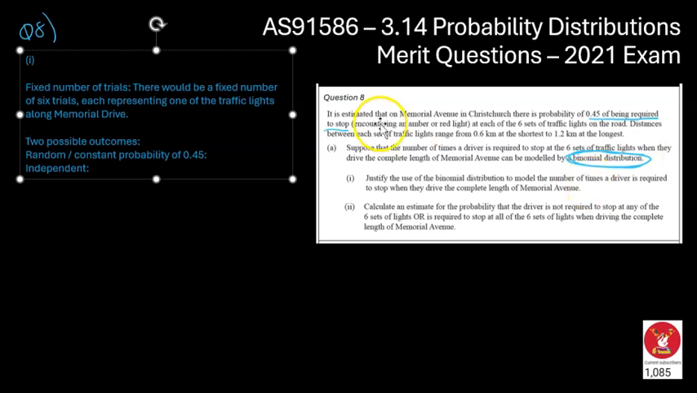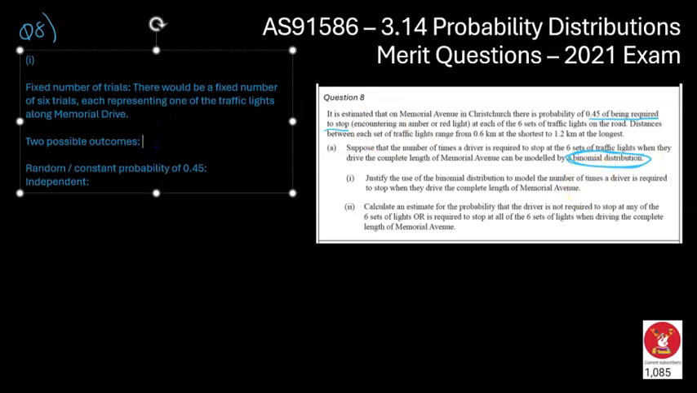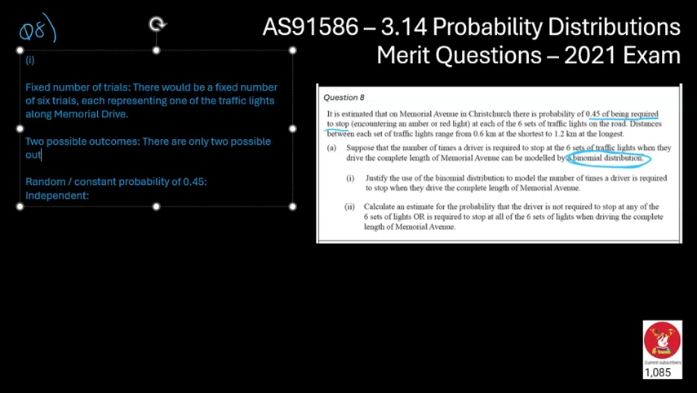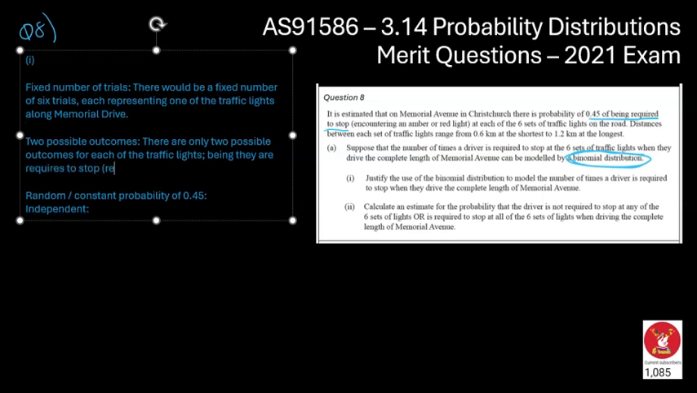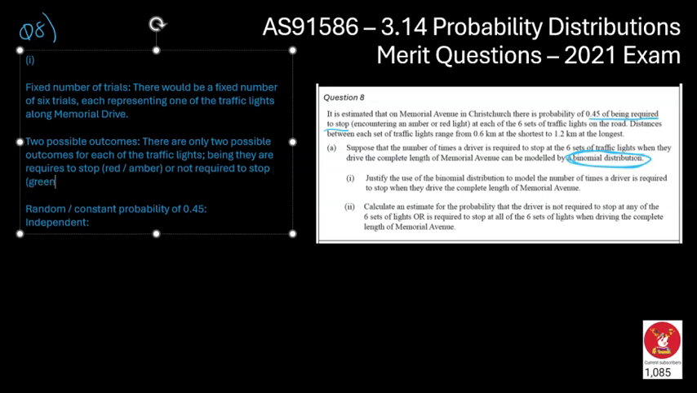Two possible outcomes. So again, this one checks out. You're either required to stop or not required to stop. So we're pretty happy with this one again. There are only 2 possible outcomes for each of the traffic lights, being that they are required to stop, which is the red/amber traffic lights, or not required to stop, being the green ones, which lets them carry on through. So that one checks out.